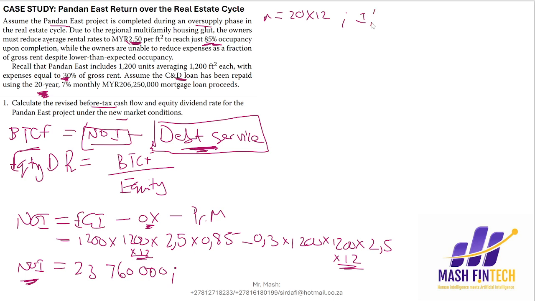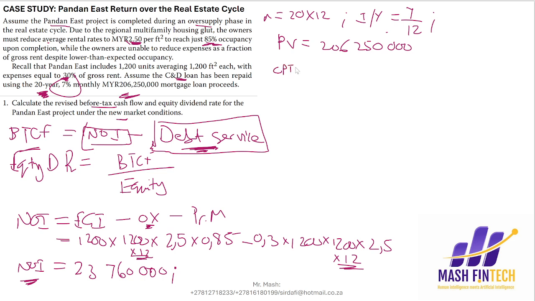The interest rate, we are supposed to give it per month, it's 7. So we are going to say 7 over 12. And then we are going to take the price of the loan, the present value of the loan, 206,250. This is 200 million.